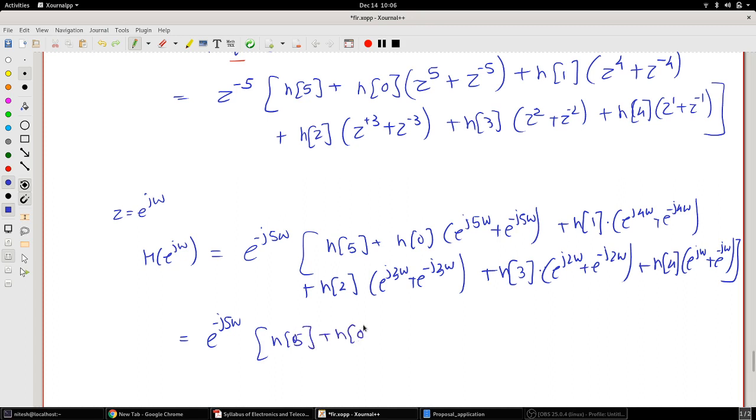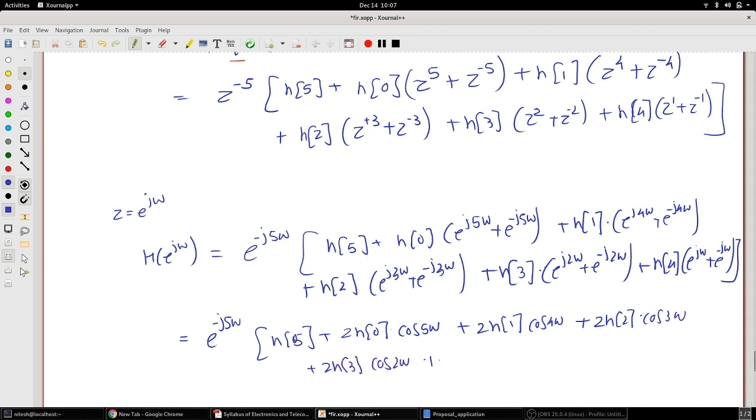plus h of 0 into cos of 5 omega. I just have to divide by 2 and multiply by 2, so what I'll get is a 2h of 0 into cos of 5 omega plus 2h of 1 into cos of 4 omega plus 2h of 2 into cos of 3 omega plus 2h of 3 into cos of 2 omega plus 2h of 4 into cos of omega. So this is what I get.